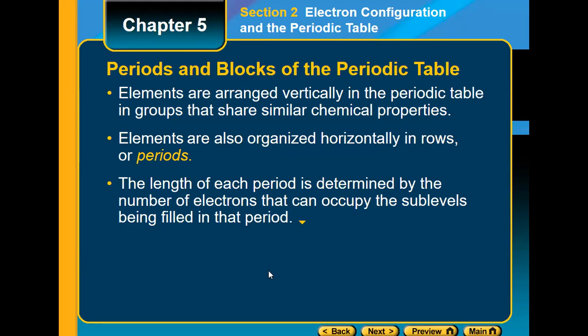The second one has S and P, so it's supposed to be filled by 8 electrons, 2 in S and 6 in P. So we should have 8 elements, which is also what we observe. So let's apply this to the periodic table together, guys.